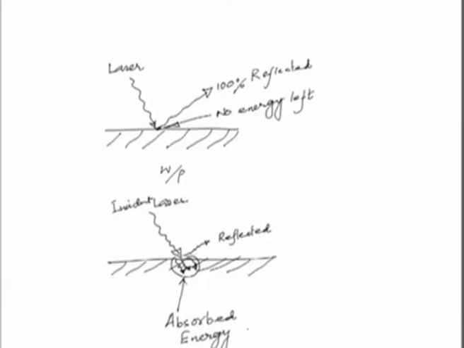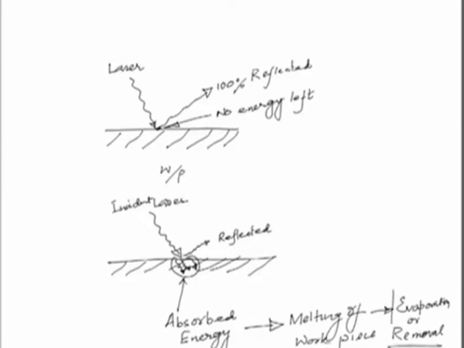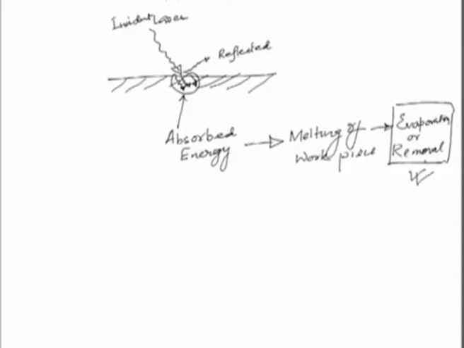So, this will be responsible for the melting of the workpiece, and finally, we will get evaporation, or this is also called removal. So, our ultimate goal will be to evaporate the material or remove the material. Hence, this absorption of the energy by the workpiece material is very important rather than getting reflected. So, reflection should be as little as possible in case of any workpiece that is to be worked with laser energy.